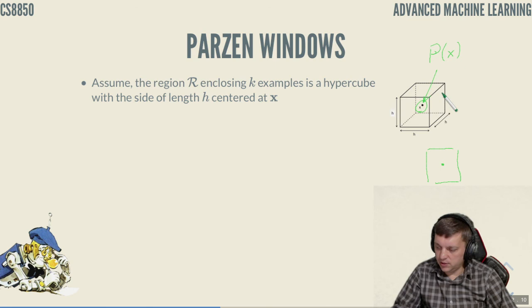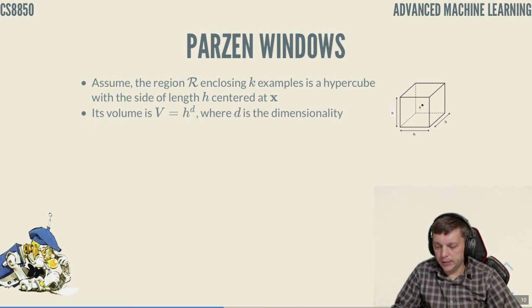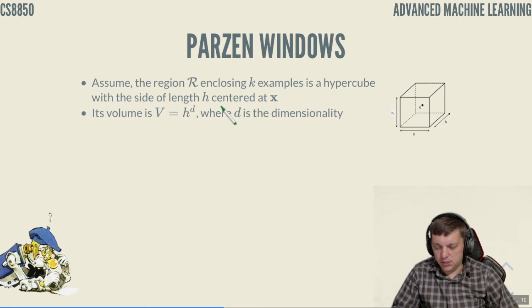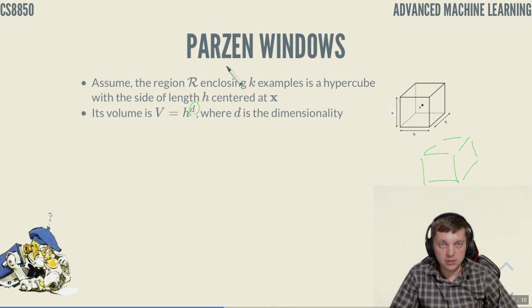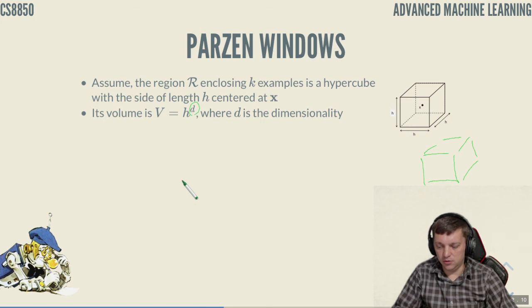So one observation to note about this hypercube is that the distance from the center of the hypercube, which has side length h, to any facet is h over 2. Think about it. That should be clear. You'll get lost if this is not immediately clear. So the volume is also obviously h to the power d. The area is h squared, the volume is h cubed in three dimensions. In d dimensions it is h to the power d, because we're just multiplying all of the lengths of the sides of the hypercube.